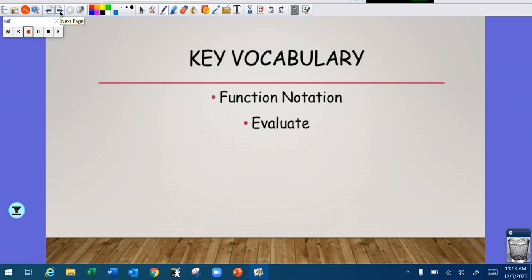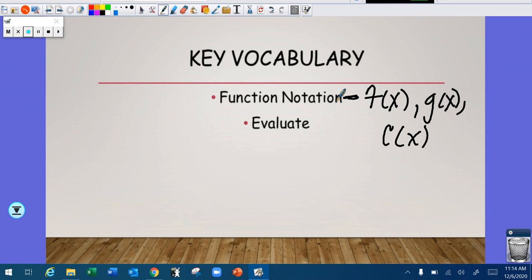So function notation. You've probably seen it several times. It looks like this. All of these are examples, and you can use any letter you want to, but this is called function notation. And how you read this, you say f of x. So you read this f of x. This is g of x, and this is c of x.